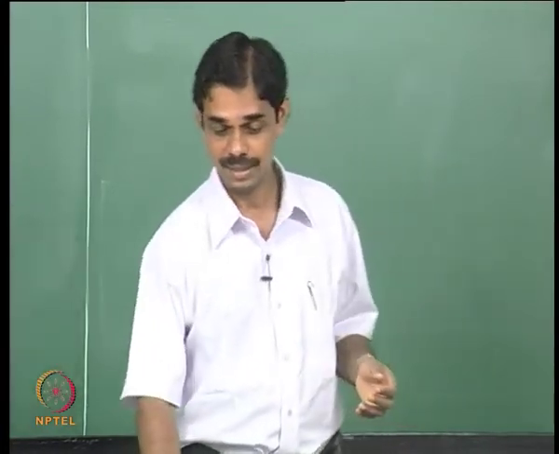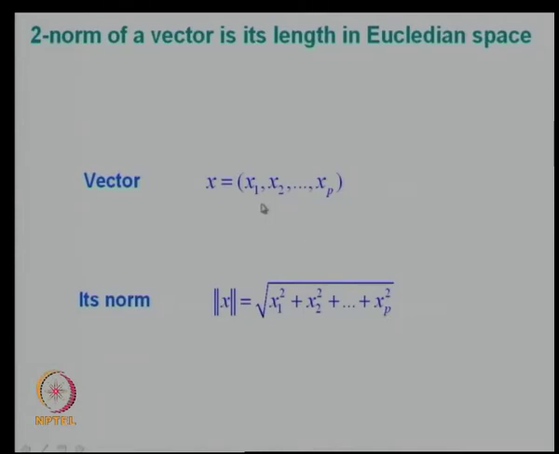length. You have a vector with p dimensions, x1, x2, x3 up to xp, then its norm will be x1 squared plus x2 squared plus up to xp squared. So the 2 norm of a vector is nothing but its length if it is represented in a Euclidean space. With this my fear was out, and then I could deal with things.